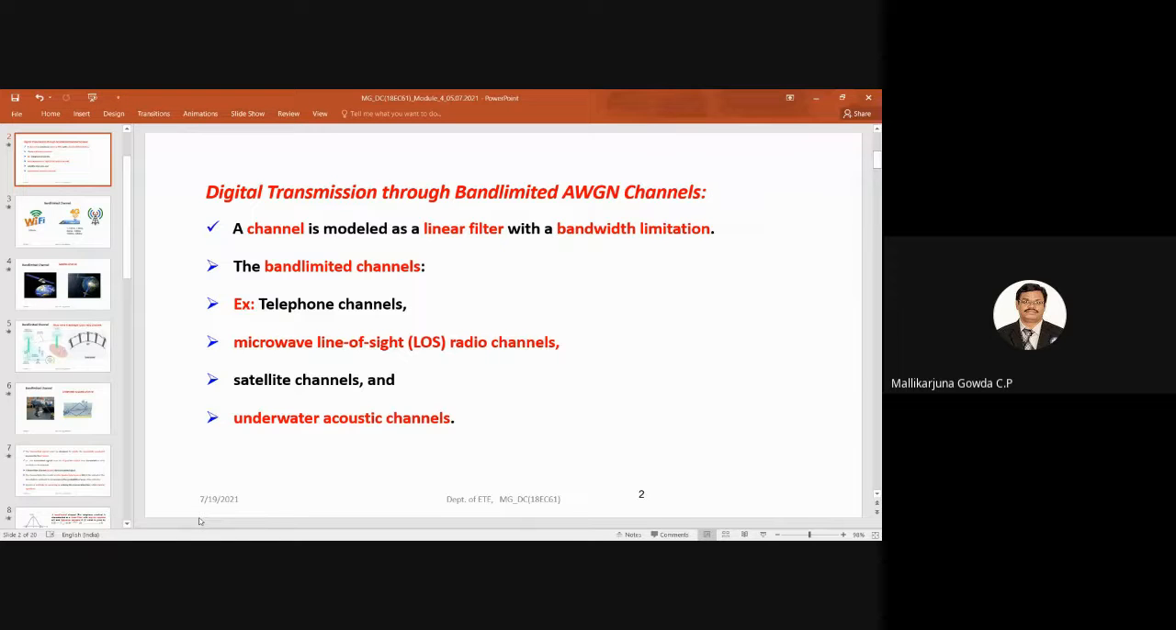I said here we are modeling the channel as a linear filter with a bandwidth limitation. That means we are restricting the bandwidth of the channel to a certain frequency, so it can pass only a certain range of frequencies, not all frequencies. What I mean to say is the bandwidth of the channel will be restricted to a certain value. And another important thing is we can model the channel as a linear filter.